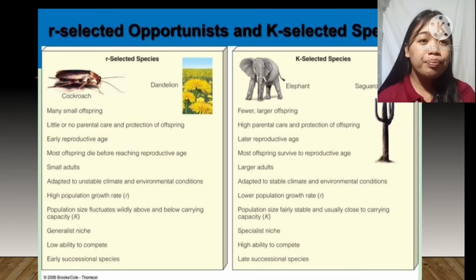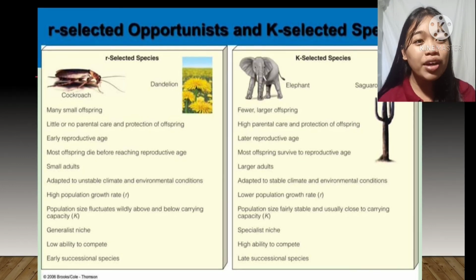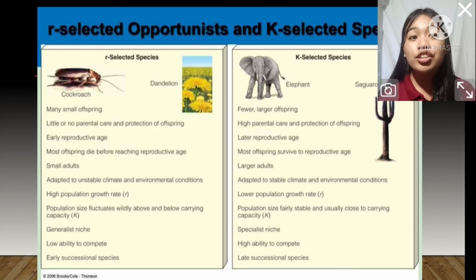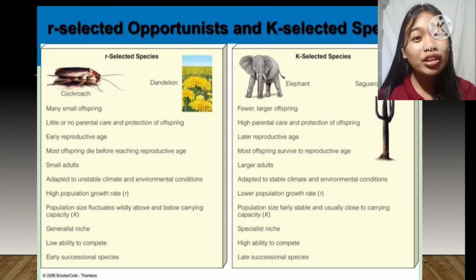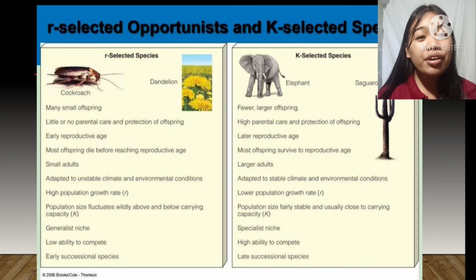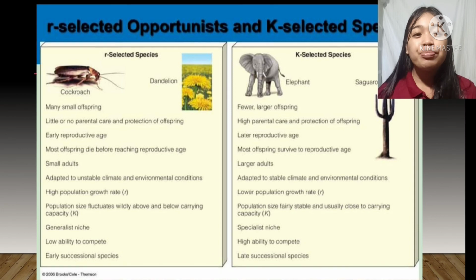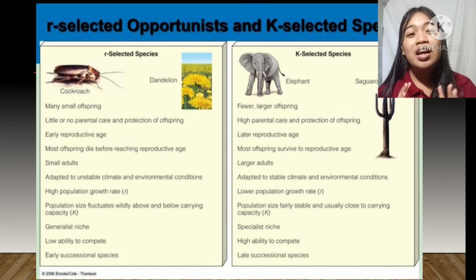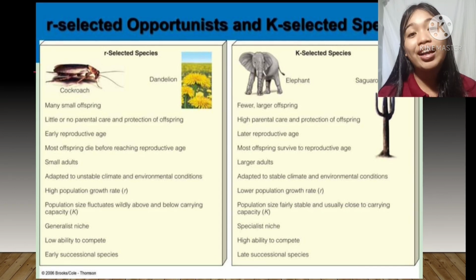So let's have the K-selected species. Like for example, ang akong giingon ganiha, elephant and the saguaro. So fewer but larger offspring. So one of the examples of this is the elephant or the mammals. Elephant, dog. So, high parental care and protection of offspring. So, ang mga large offspring, they need a high parental care and protection. Kinahanglan sila og tagapag-alaga. Later reproductive age, most offspring survive to reproductive age.